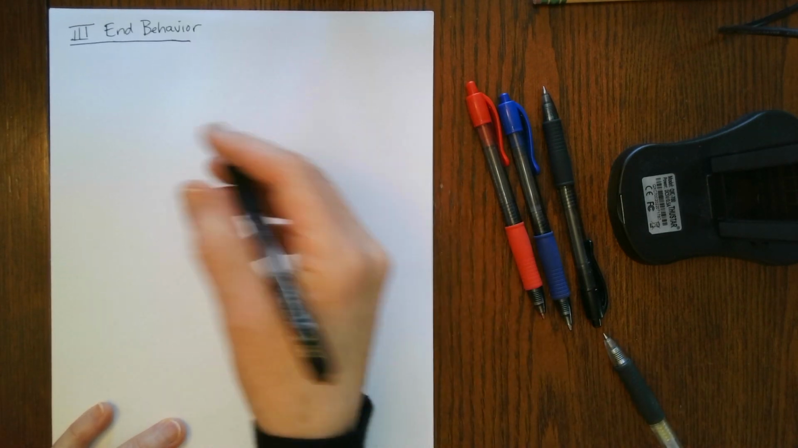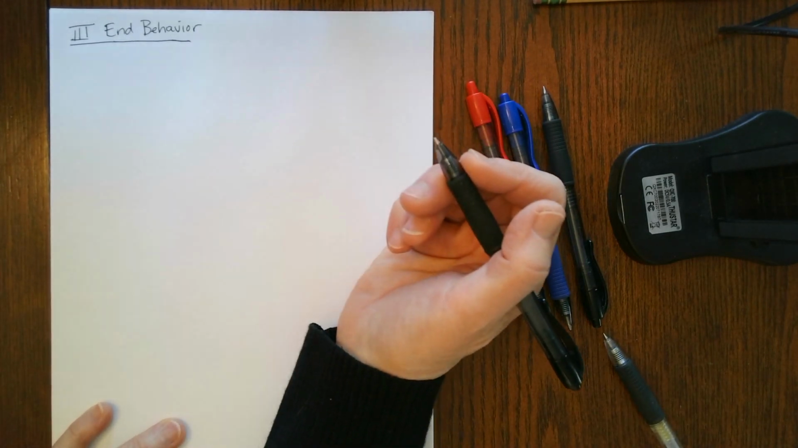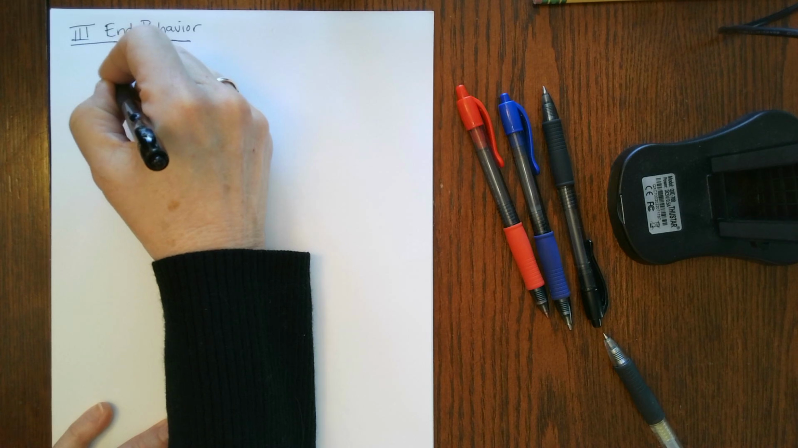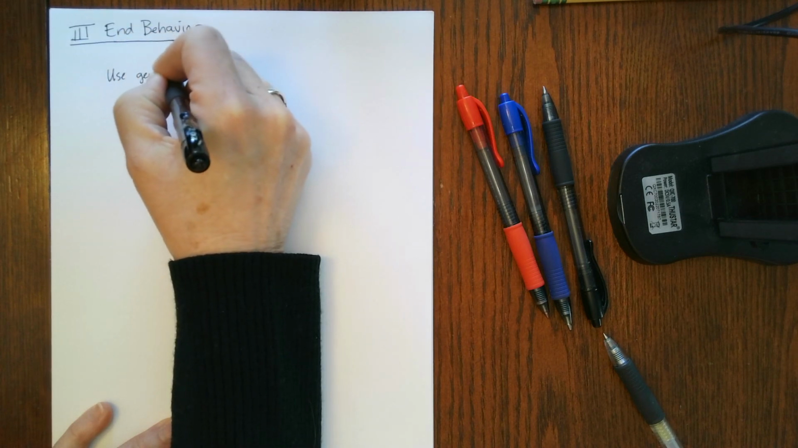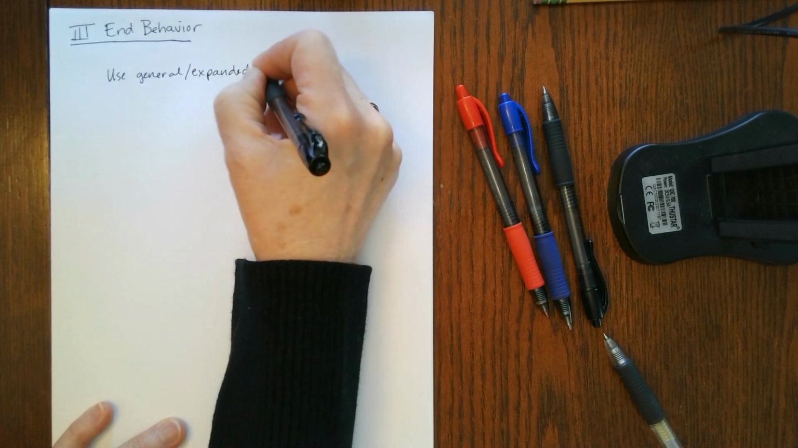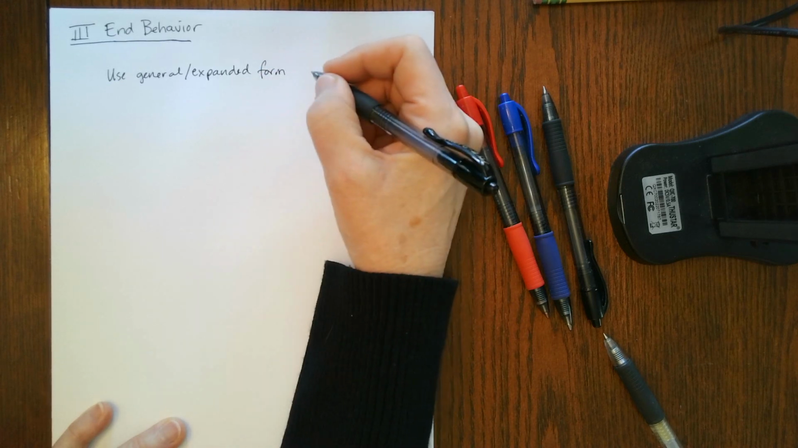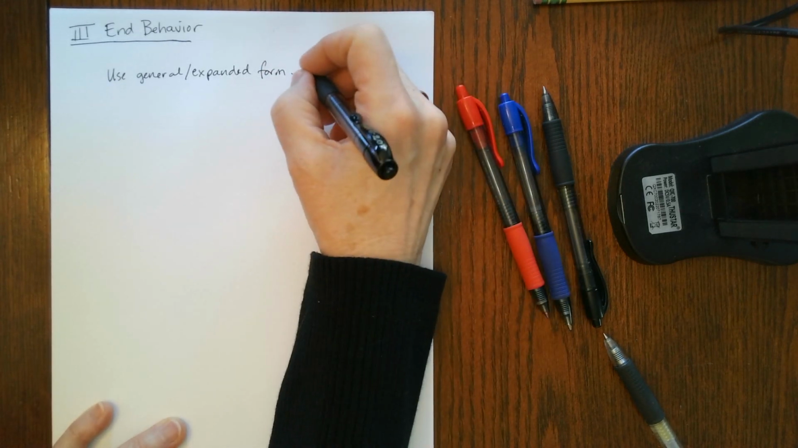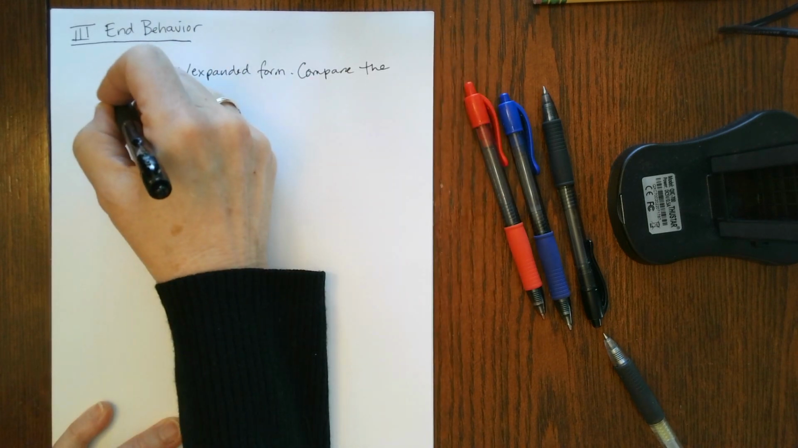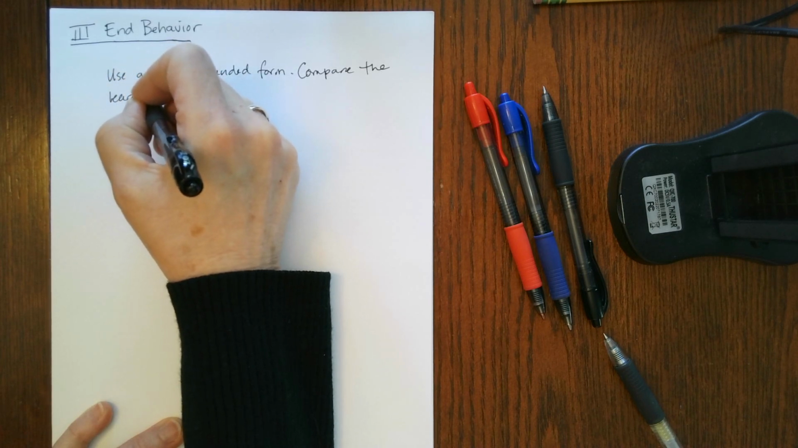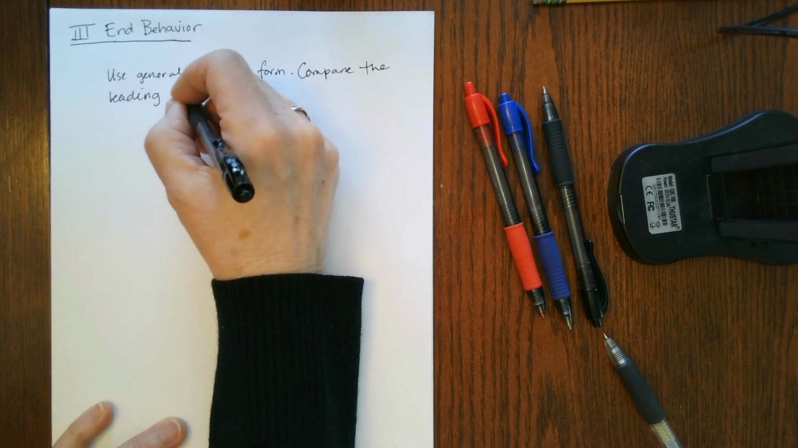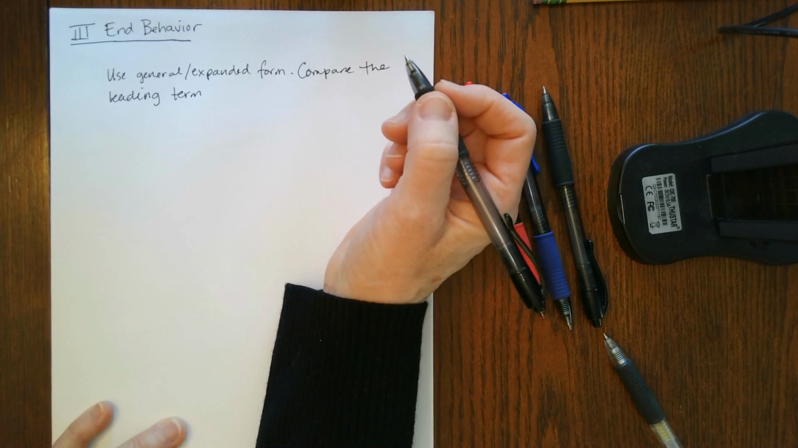Well, to find the end behavior, you want to use the general or expanded form of a polynomial. So use the general or expanded form. And you want to compare the leading term of both the numerator and the denominator.